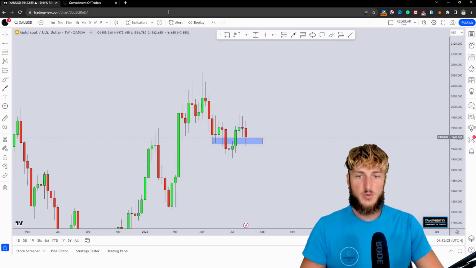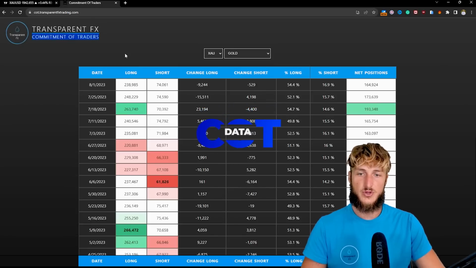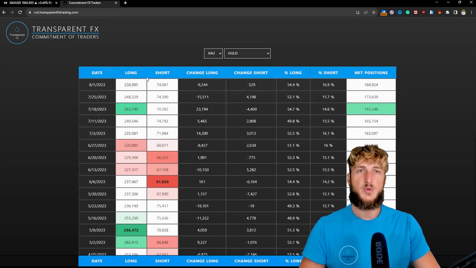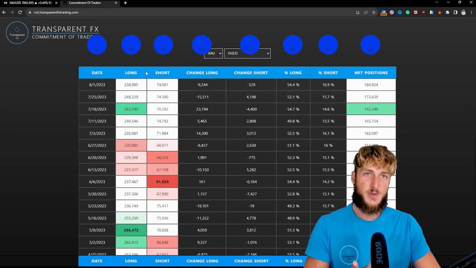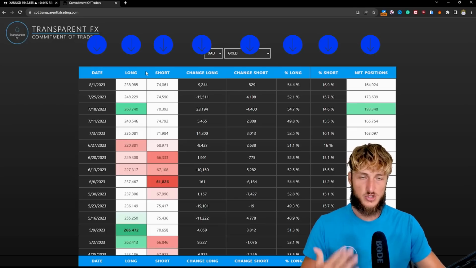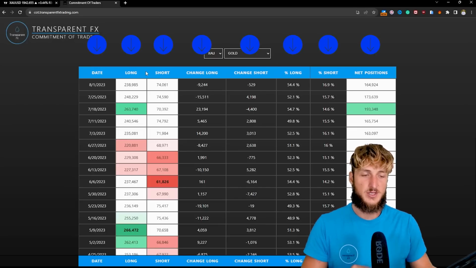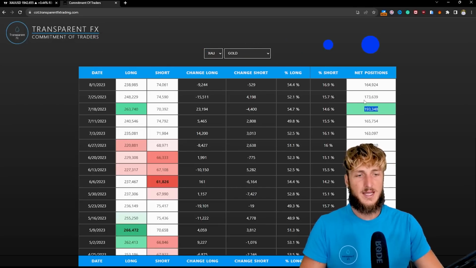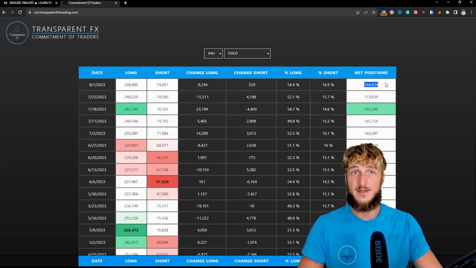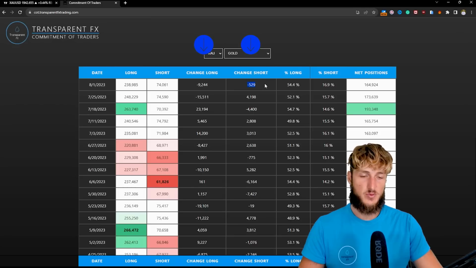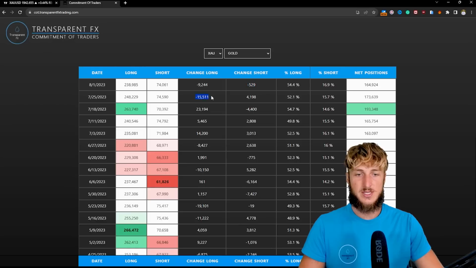Now, if we go and see what we have when it comes to the commitment of traders, so the COT data, which is what the non-commercials, so the biggest speculators in the market are doing, which are essentially hedge funds, so the big players in the market, we can see that even though with the last reports, net positions have been decreased, anyway, we don't see any shorts added with the last report. We actually see shorts getting closed. So this decrease in the net positions is only coming from longs getting closed.